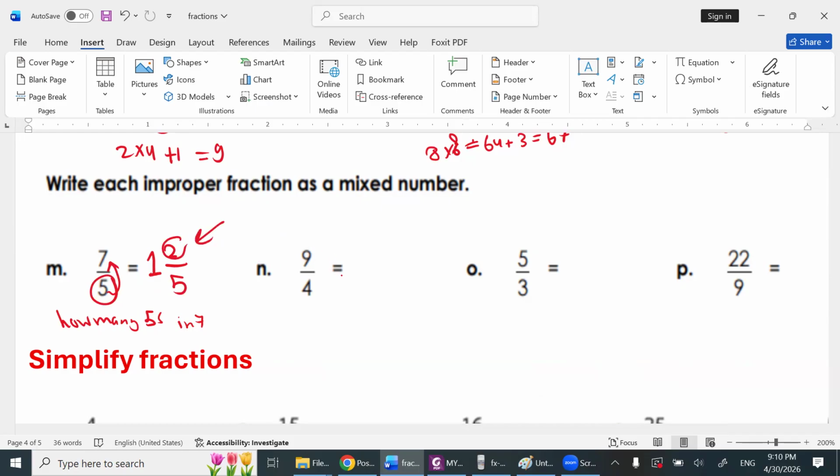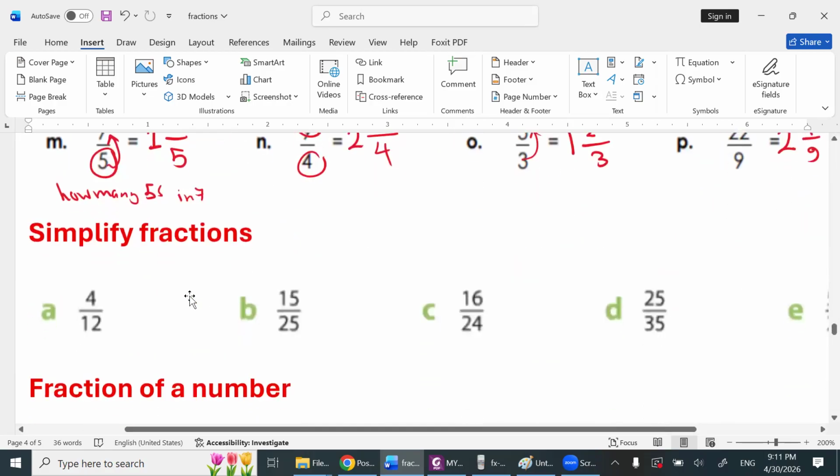How many 4s in 9? You will find that we have 4, 8, two 4s, and the remainder is 1. Write the remainder up and don't change the denominator. How many 3s in 5? You can find that we have one 3 and the remainder is 2 over 3. How many 9s in 22? You can find that we have two 9s, 9, 18, and the remainder is 4 over 9.